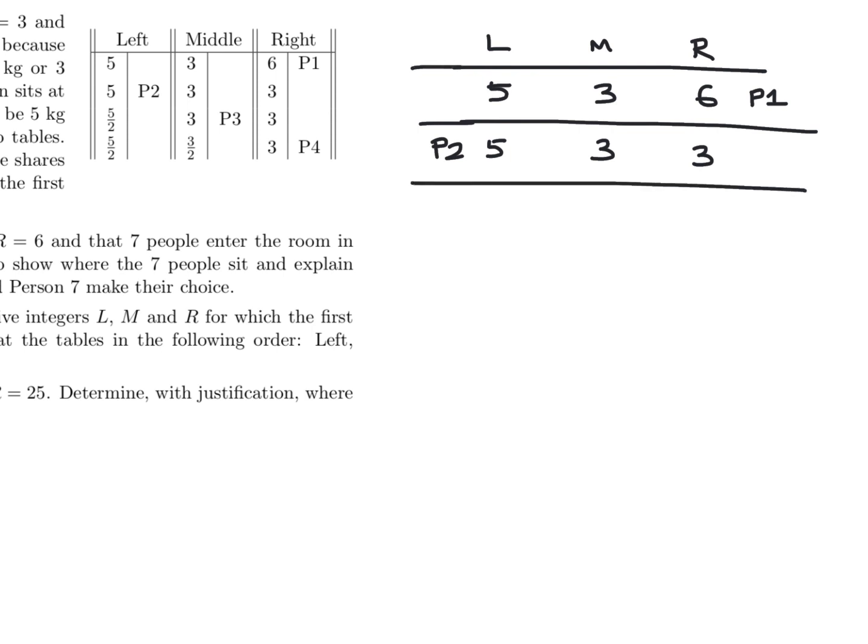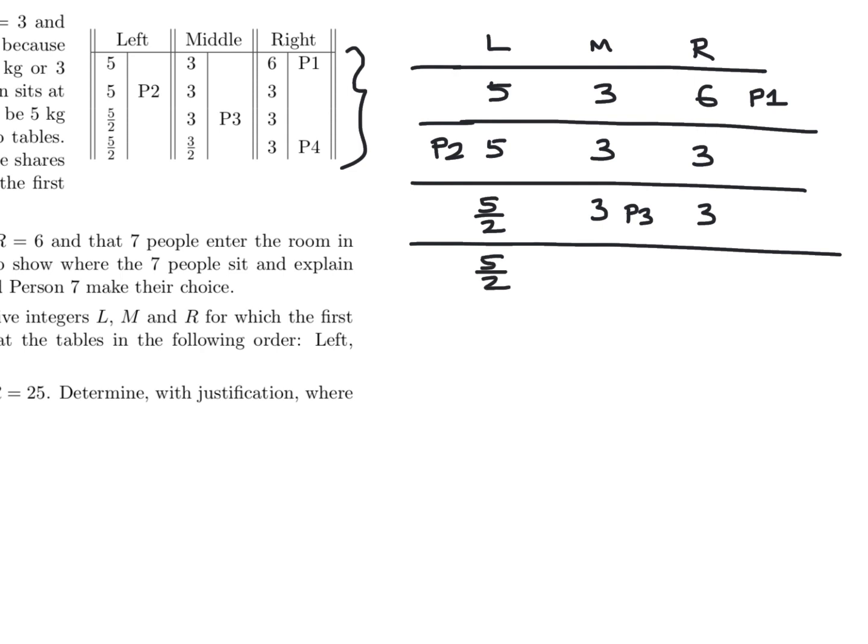Then we continue. This will now be 5 over 2 because it would involve 2 people this time. This is unchanged and this is unchanged. Now you have a tie, so you can go either way. So I'll just put person 3 here. I'm just going by that pattern, no reason to change it. Now this is still 5 over 2. This is now 3 over 2. And this remains at 3. Now the largest of these is the 3, so that's where person 4 goes.